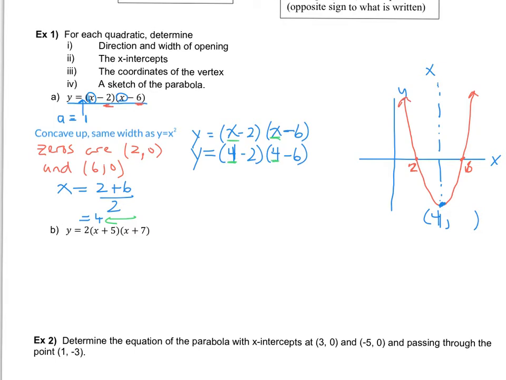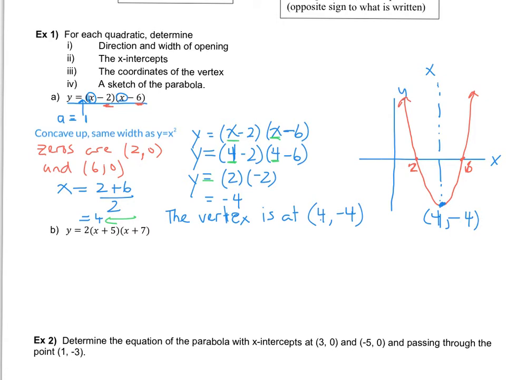All right, and now we just follow the order of operations here to actually calculate what our y value is going to be. 4 take away 2 is a 2. 4 take away 6 will be negative 2. 2 times negative 2 will be negative 4. So our vertex here, whoops, is at 4, negative 4. And now we have our sketch. So on your sketch, all you have to label are your x-coordinates for your zeros and the coordinate for the vertex.